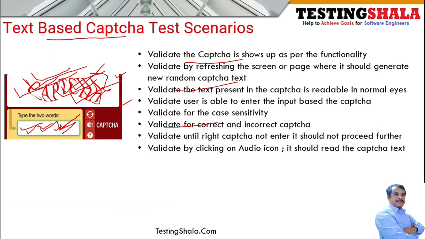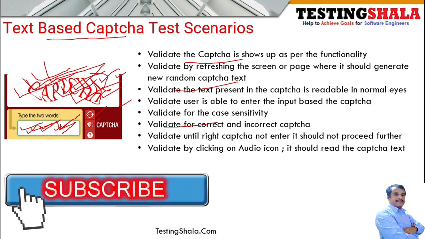And also if you can see, there is one more item, especially done for accessibility, for people who have an issue in reading this text. They have an option of audio as well. Whenever we click on this audio icon, the Captcha text will come in an audio format. After listening to that audio, people can enter it. Even if you click refresh here, the Captcha should get refreshed. You should get a different text altogether.